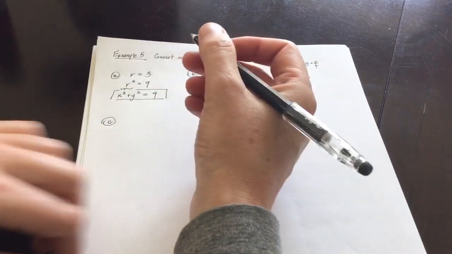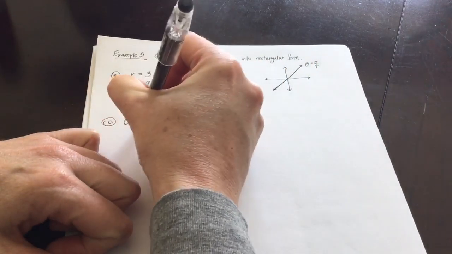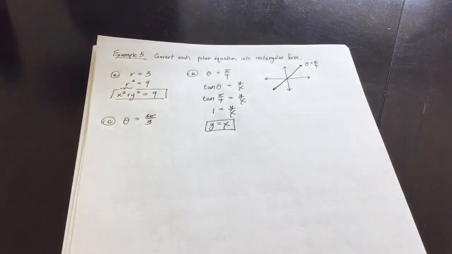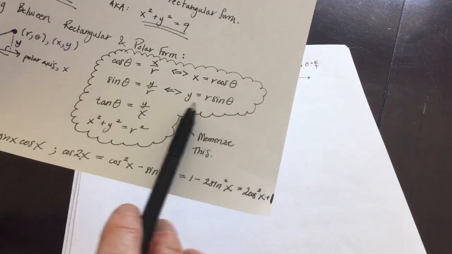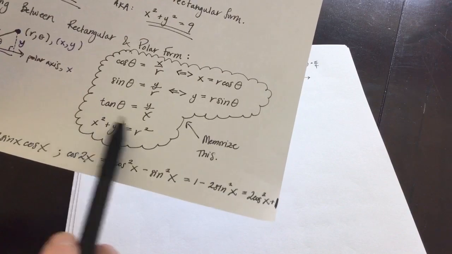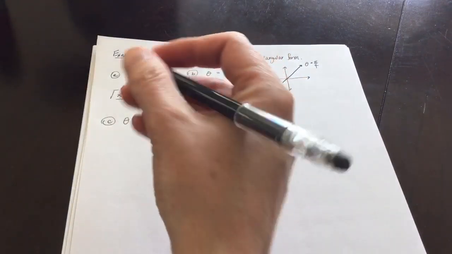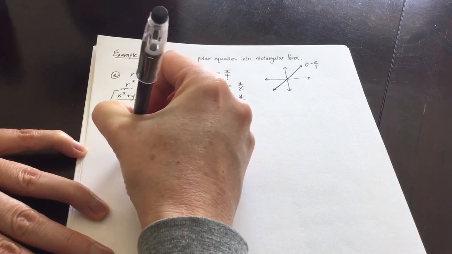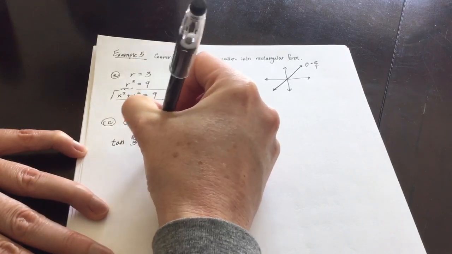So part C, let's say I give you theta equals 5 pi over 3. Same thing, I didn't mention r, so you wouldn't want to reach for any of the identities that have r in them. So you'd reach for the tangent identity again. So tangent of 5 pi over 3 would equal y over x.